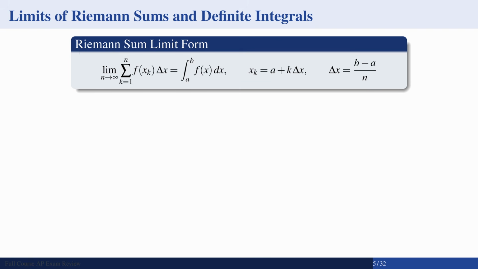So b minus a is the distance between a and b, the bounds of your integral, and you're dividing them evenly into n slices. So once you really know that, the way that you will run into this is you might be given a problem that looks like this.